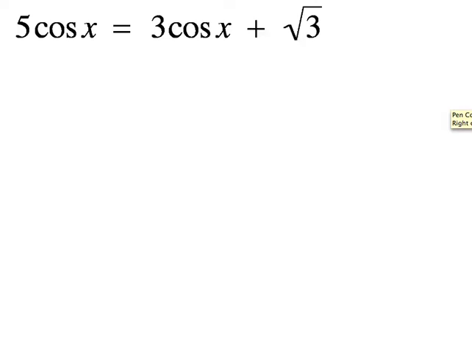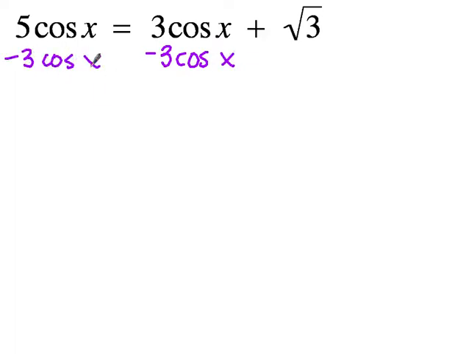All right, so here you go. 5 cosine x equals 3 cosine x plus root 3. Whole goal is to isolate the trig function. So what are you going to do? Minus 3 cosine x from both sides.